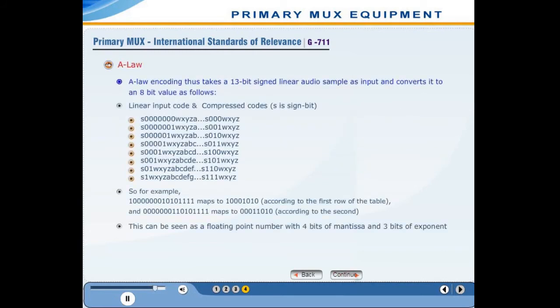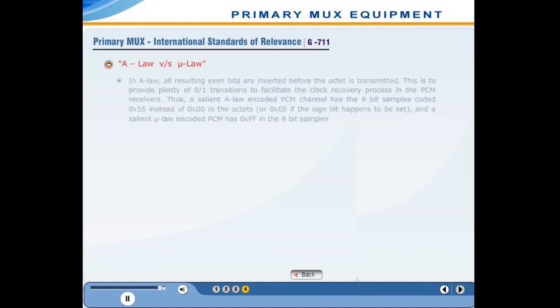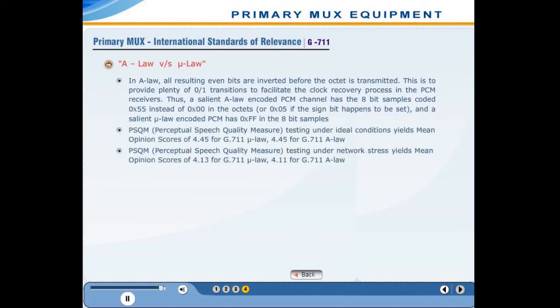A-law encoding thus takes a 13-bit signed linear audio sample as input and converts it to an 8-bit value. This is shown on the screen. The details of A-law versus mu-law is shown on screen.